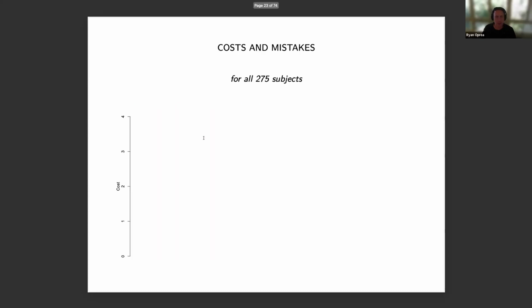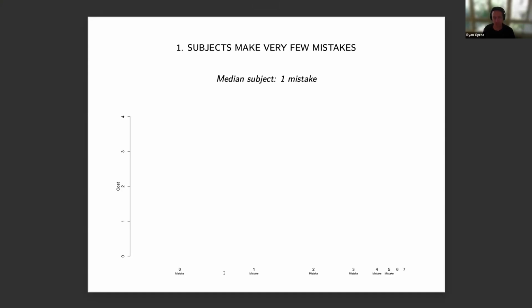questions. Okay, so what I'm going to do is I'm going to show you all 275 subjects from my experiment. On the y-axis, I'm going to show the cost the subject revealed to me and their willingness to pay for performing the rule. And I'm going to draw a dot showing the average cost for every subject in the data set. I'm going to organize those according to the number of mistakes the subjects made when trying to perform these rules as I instructed them. Okay, so I'll organize these in bins of 0 mistakes, 1 mistake, 2 mistakes, 3 mistakes, and 4 mistakes.